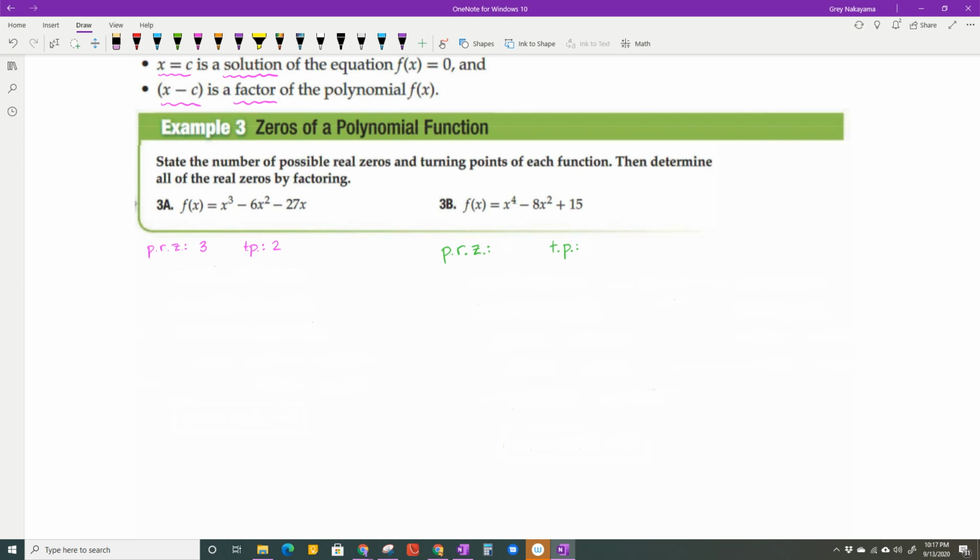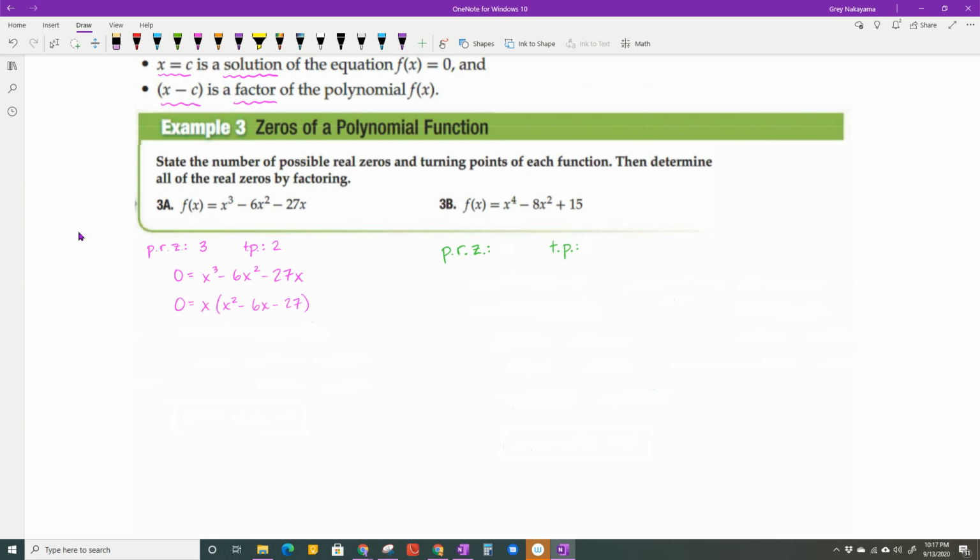Now, how do I find all the real zeros? Remember, a zero is the x-intercept, where y is equal to 0. So in each case, I'm going to take the polynomial and set it equal to 0. And now I have to factor it. When I look at that, the first thing I'm going to do is factor out a GCF, because that's always the first step we should do.